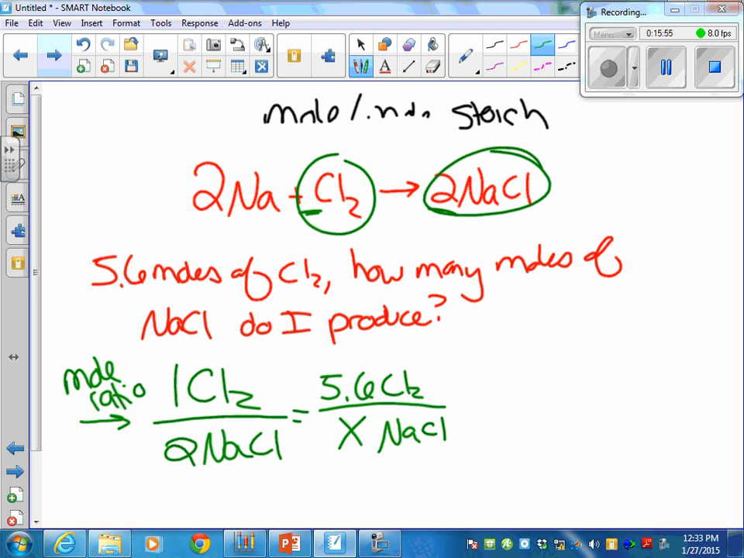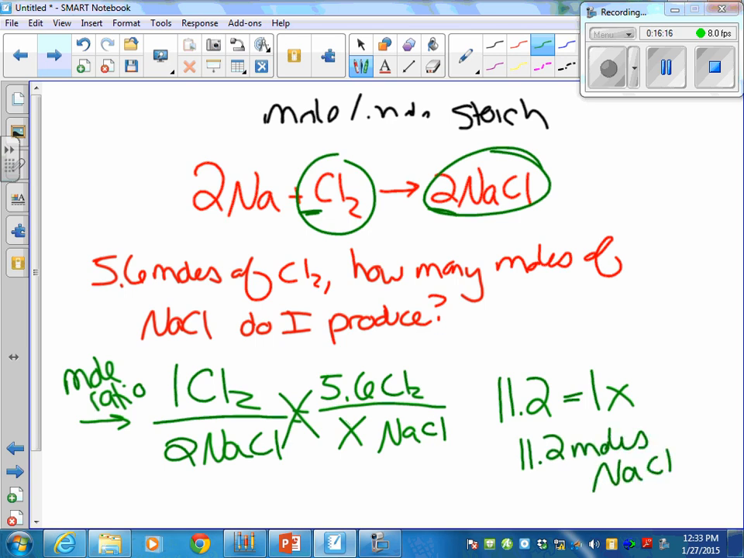Okay. Now, this might be really easy to do in your head, but not all of them will be. Okay. So what I suggest you do is cross multiply. So I have 11.2 equals 1x. Divide both sides by 1. I get 11.2 moles of NaCl. Okay, that's how you're going to set up any of these problems. Make sure when you do your proportion, if you have Cl2 on the top on one side, you keep Cl2 on the top on the other side. Keep that ratio the same.